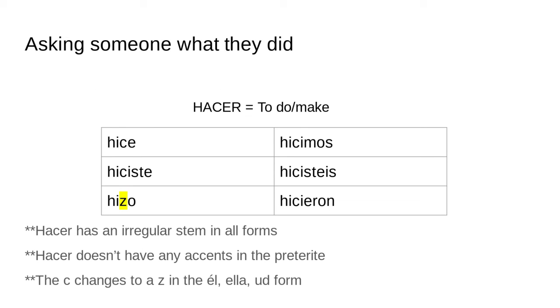Asking someone what they did. You would do this by using the verb hacer, which means to do or to make. Hacer is completely irregular in the preterite. Here are the forms. Hice, hiciste, hizo, hicimos, hicisteis, and hicieron. Some things to note about the verb hacer. It has an irregular stem in all forms of conjugation. Hacer doesn't have any accent in the preterite. And in the él, ella, usted form, the C that you've used in the other forms changes to a Z.